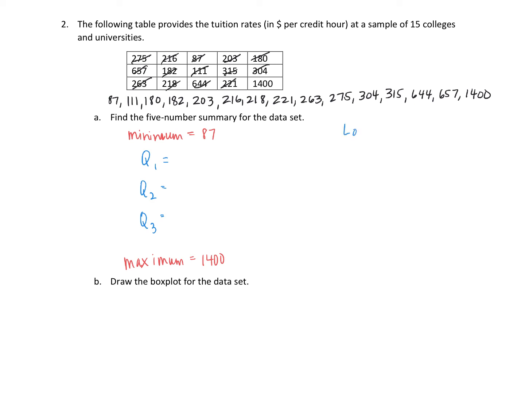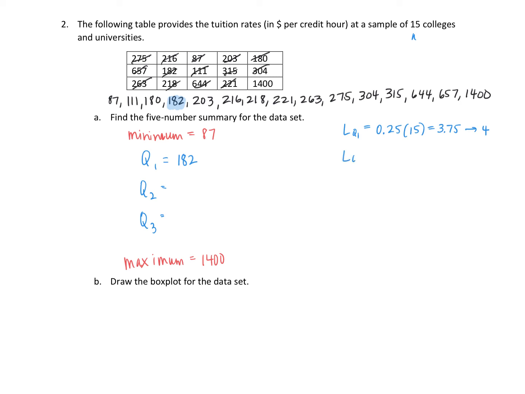Find Q1. The locator for Q1 is 0.25 times n. This time n is 15. So 0.25 times 15 is 3.75. Now, this is actually easier if you don't get a whole number. If you don't get a whole number, you always round up. So 3.75 will round to 4. You're looking for the data value in place number 4, and you do not have to do any averaging. You just use that number. So 182 is in place number 4, so 182 is Q1.